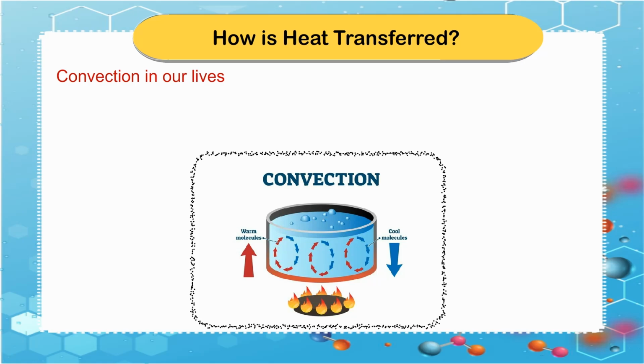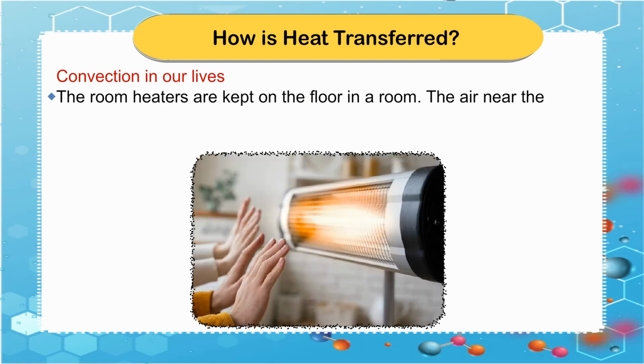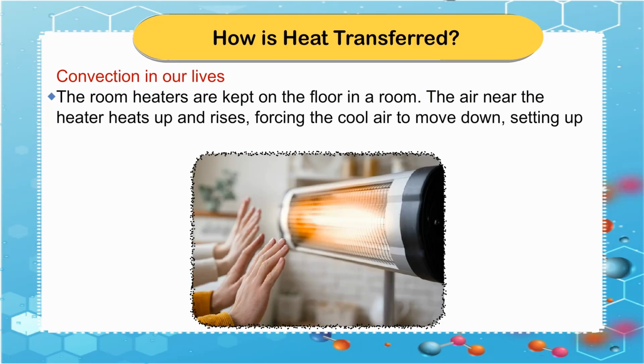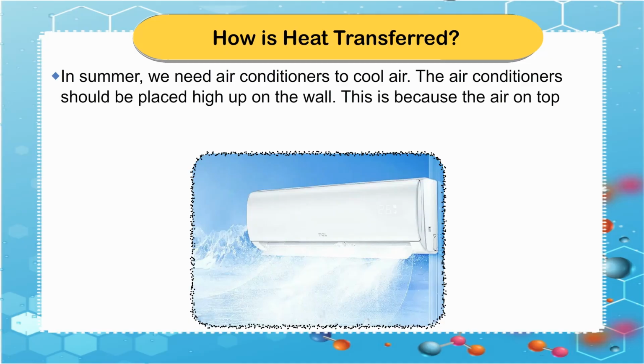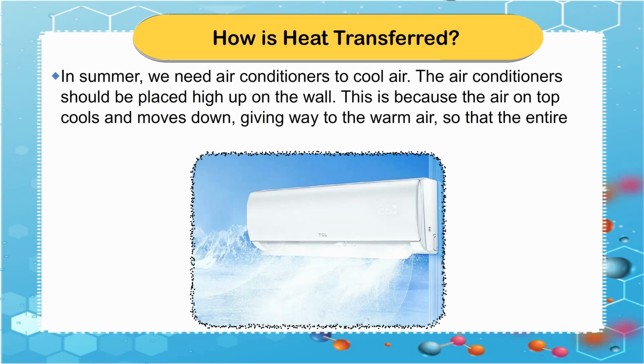Convection in our lives. The room heaters are kept on the floor in a room. The air near the heater heats up and rises, forcing the cool air to move down, setting up a convection current. In summer, we need air conditioners to cool air. The air conditioners should be placed high up on the wall. This is because the air on top cools and moves down, giving way to the warm air, so that the entire room cools.